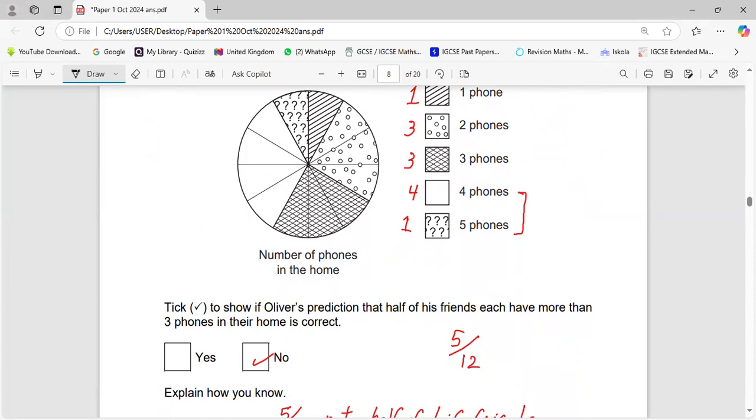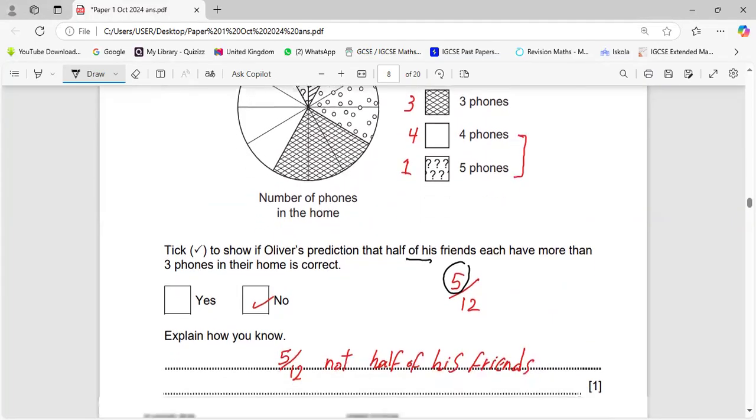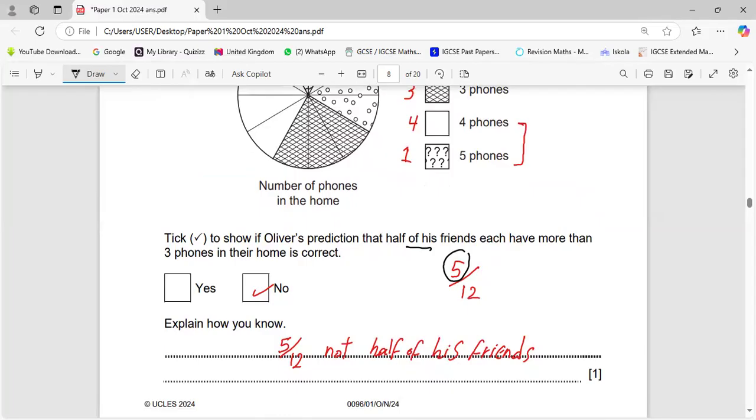If you count them from the chart here, you find 4 plus 1 equals 5. 5 over 12. He says that half of his friends each have more than 3 phones. If you count them, you find 5 over 12, and 5 over 12 is not half of his friends. This means that we put no, his prediction is not correct.